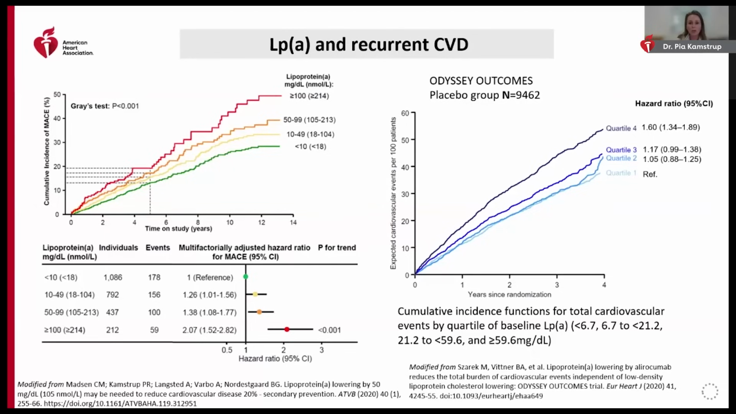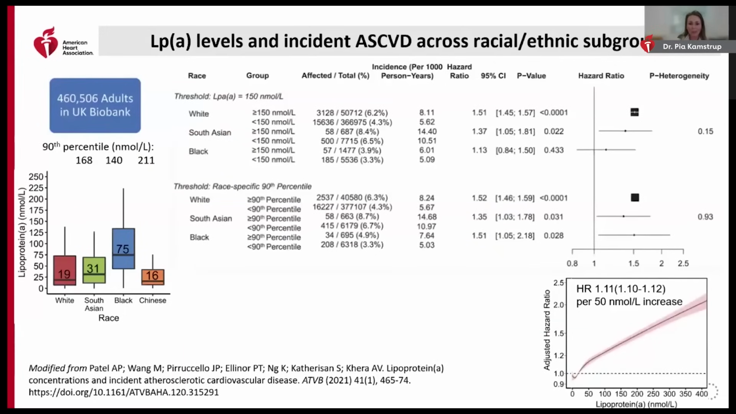Additionally, in the large cardiovascular ODYSSEY OUTCOMES trial targeting LDL cholesterol with a PCSK9 inhibitor in existing cardiovascular disease, a clear stepwise increase in risk of cardiovascular events was seen with increasing Lp(a) levels in the placebo group, as shown here on the right, and with 1.6-fold increases in risk found for levels above 60 milligrams per deciliter.